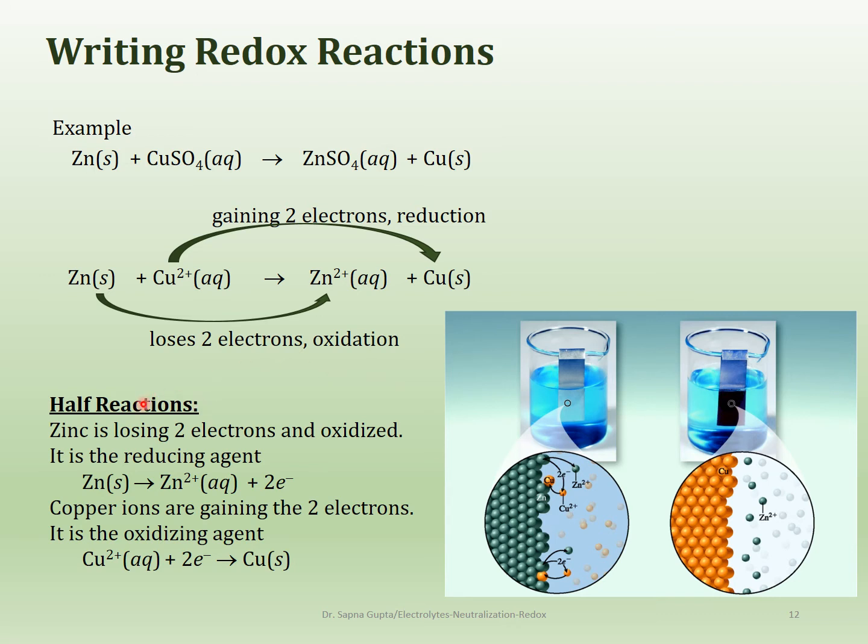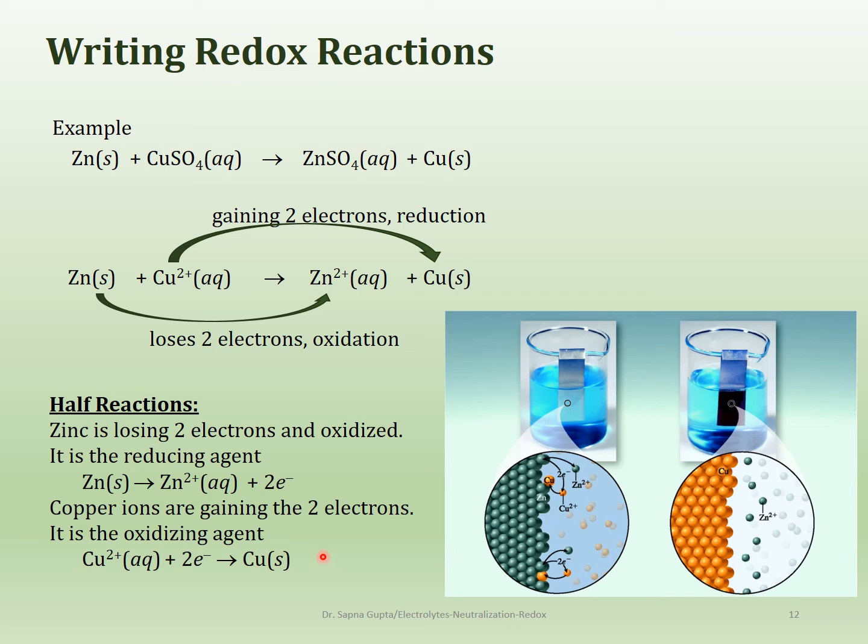Usually we write redox reactions as half reactions, which means that you separate out the oxidation reaction and the reduction reaction. So let's separate the one for zinc first. Zinc is losing 2 electrons, so you write zinc solid on the left side, and it is getting oxidized, which means that it is losing electrons, going to zinc 2+ plus 2 electrons. The electrons are written as product because that's what's given out. And then copper ions are gaining the 2 electrons, so this is how you would write the other half of the equation, which is copper 2+ gaining 2 electrons to give copper solid.